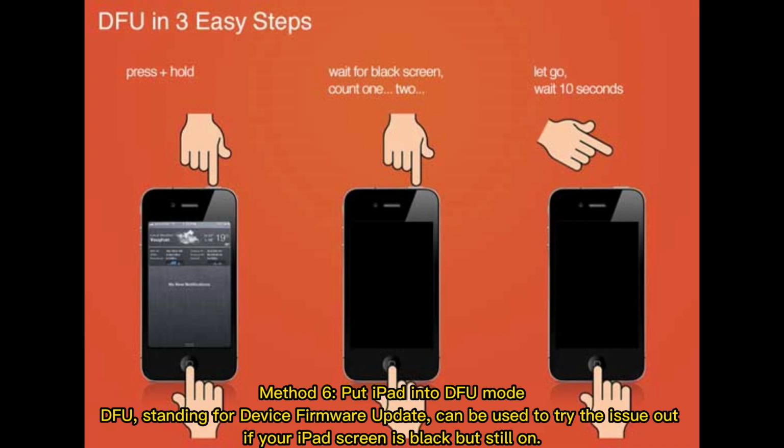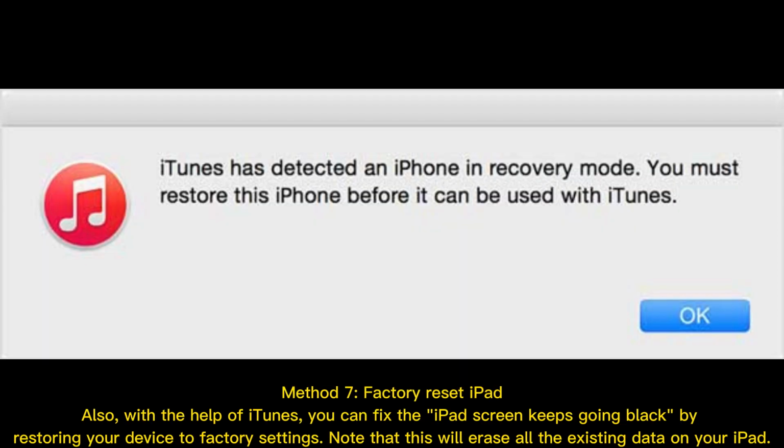Method 6. Put iPad into DFU mode. DFU, standing for Device Firmware Update, can be used to try the issue out if your iPad screen is black but still on. Method 7. Factory reset iPad. Also, with the help of iTunes, you can fix the iPad screen keeps going black by restoring your device to factory settings. Note that this will erase all the existing data on your iPad.